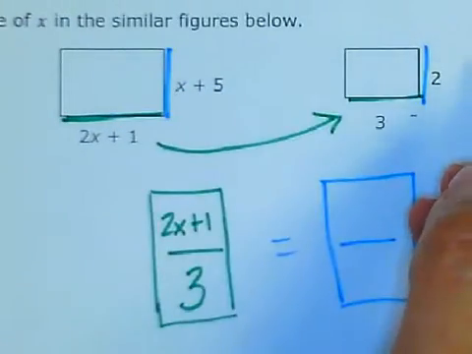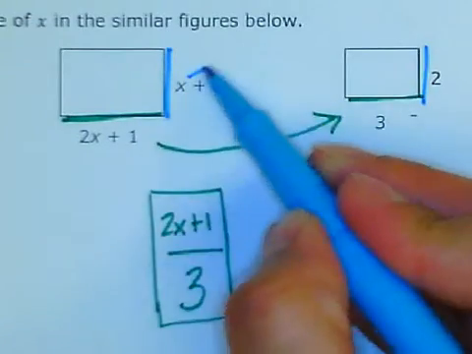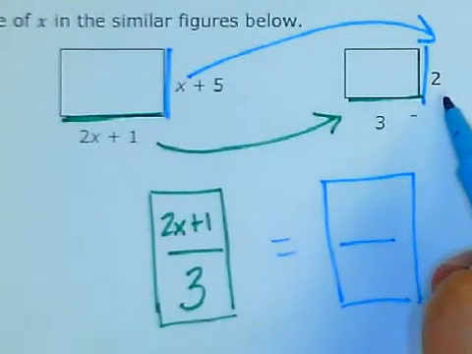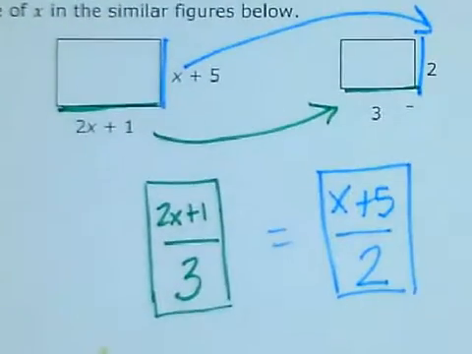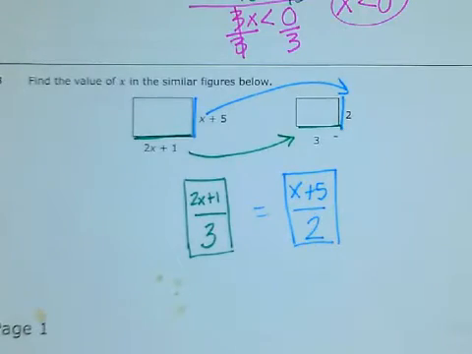I will go in the same direction over here. X plus 5 is corresponding to 2. So x plus 5 corresponds to 2. So that's my first step.